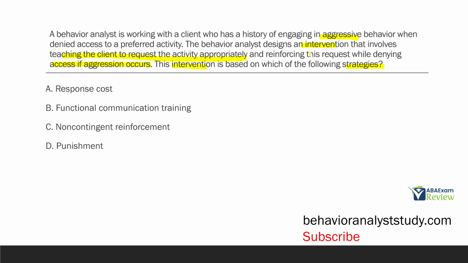It isn't non-contingent reinforcement because reinforcement is contingent on appropriate request, and we're not punishing the client. We're using extinction. We're using a differential reinforcement procedure. Since that's not an option, what this is based on is going to be functional communication training. Teach the client to request appropriately using differential reinforcement.